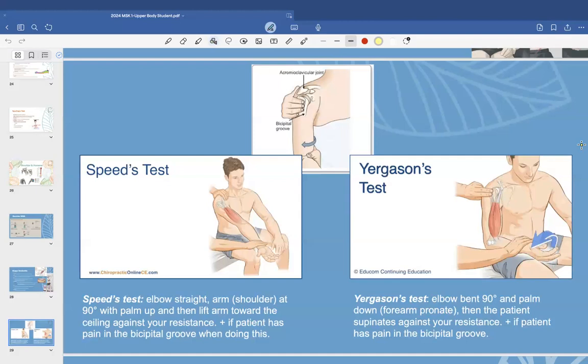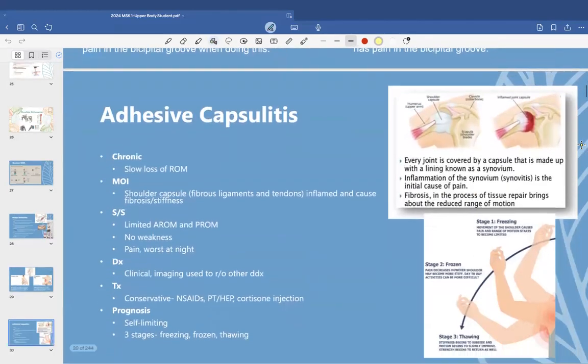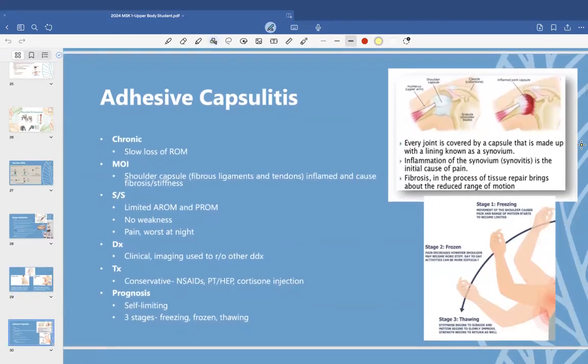Adhesive capsulitis. Anybody know what else this is called? Frozen shoulder. Yeah. This is usually something that's slow to onset. It's not like you're going to wake up tomorrow, you slept wrong, and now your arm is frozen and won't move. So it's a slow and progressive loss of range of motion. It's usually multi-directional. So it's not just flexing, not just extending. It's a multi-directional slow loss of motion.